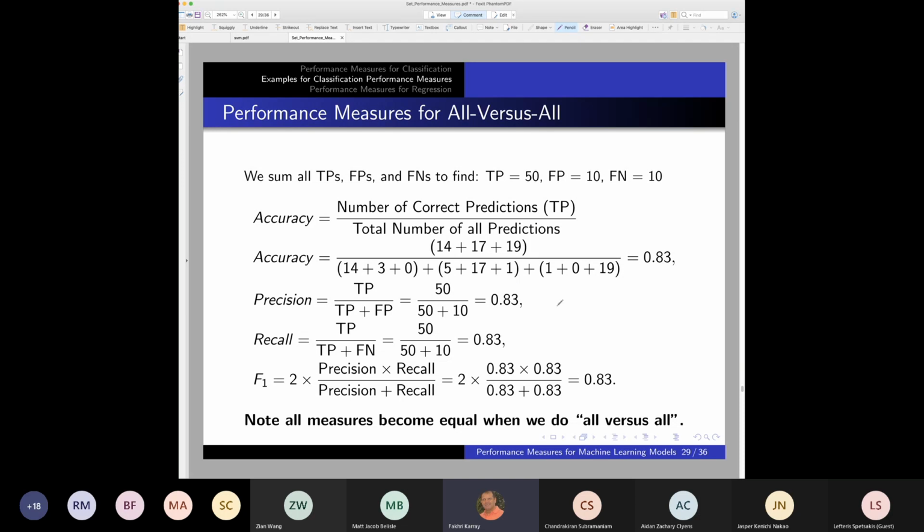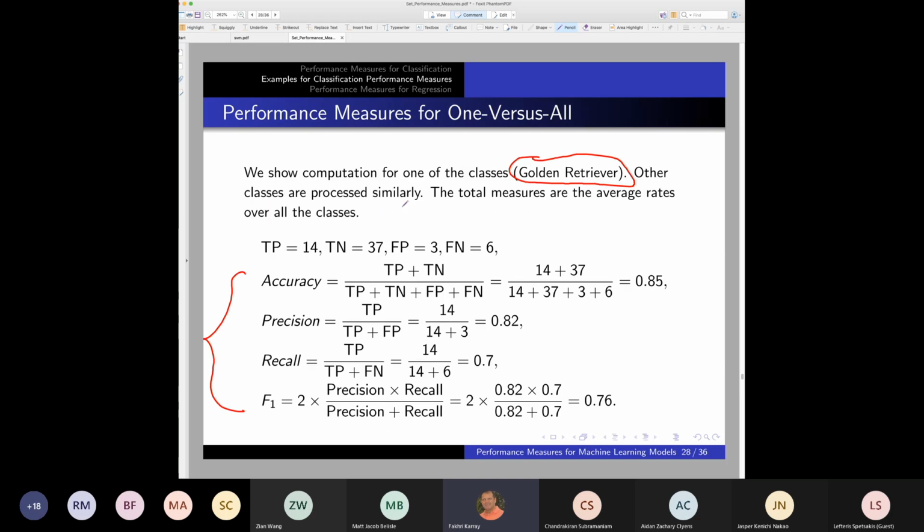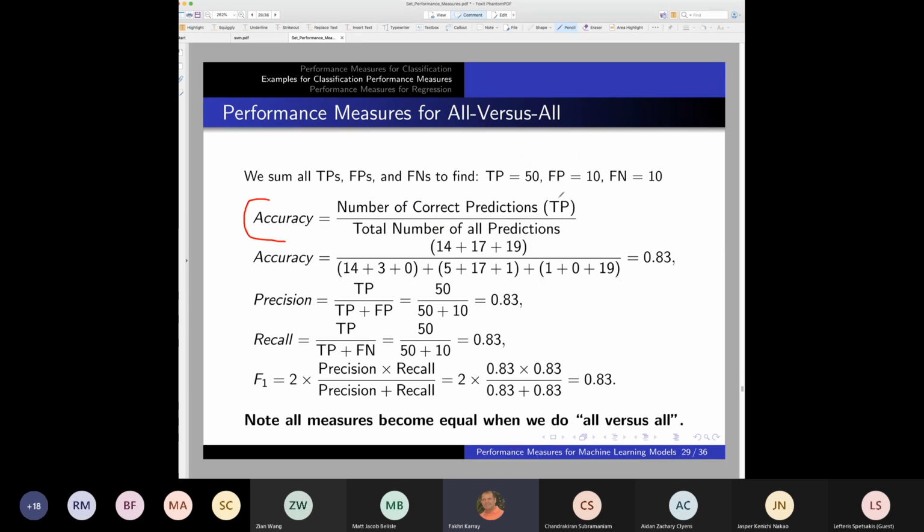For all versus all, we can also talk about accuracy, when we talk about the number of correct predictions. So the true positive here is the cumulative true positive for all the classes. For the mastiff and for the golden retriever, for every class, we accumulate all the numbers. And we find that the overall accuracy of all versus all is equal to 83%.